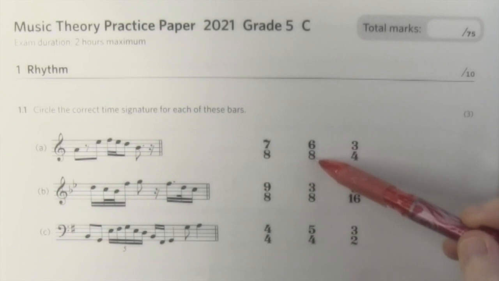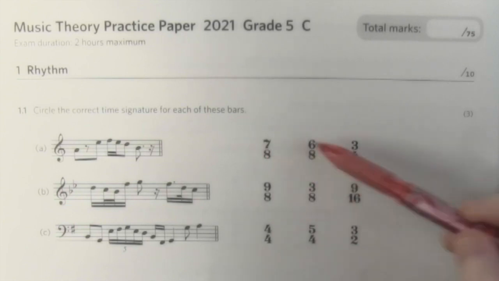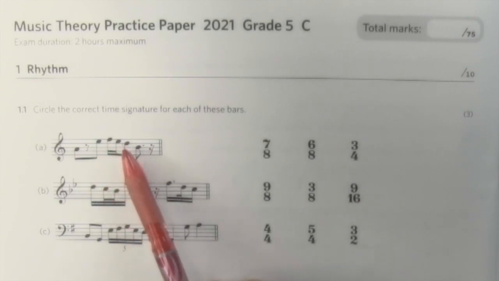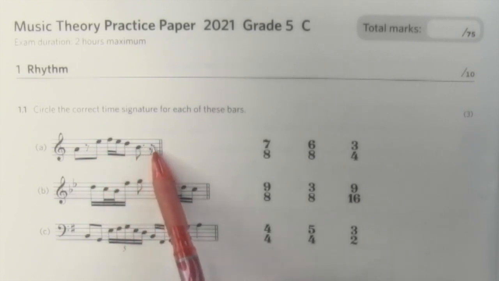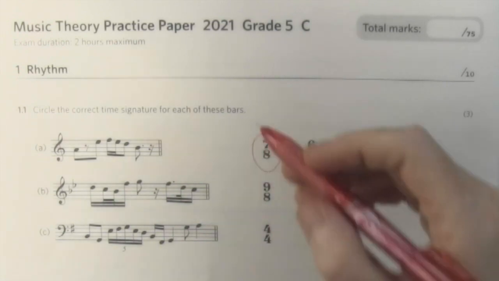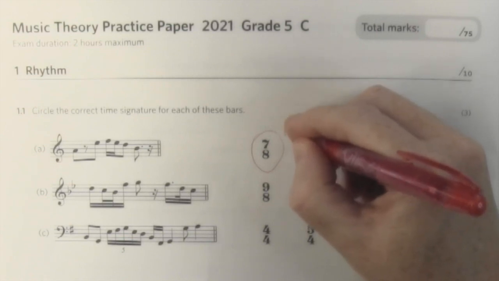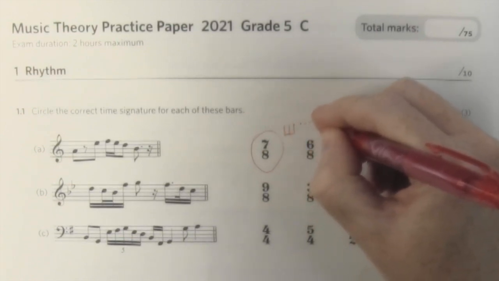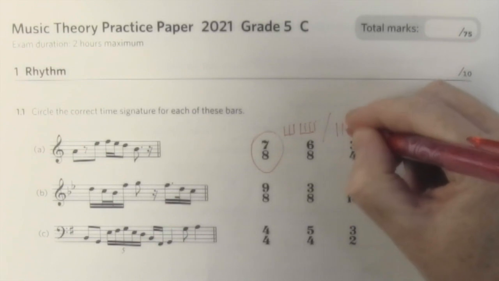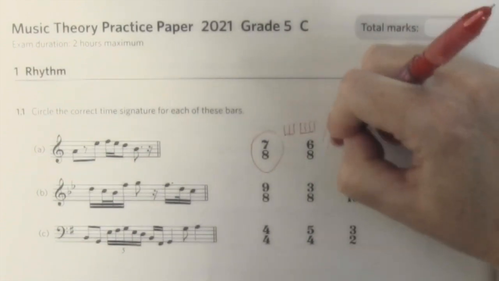And now these 2 other time signatures ask us basically, how many quavers do we have? 7 or 6? Let's count them then. 1, 2, 3, 4, 5, 6, and 7. Therefore, the answer is 7/8. 7/8 could be grouped in 3 plus 4 or 4 plus 3. 1, 2, 3, 1, 2, and 3. Sorry, this is not very tidy.